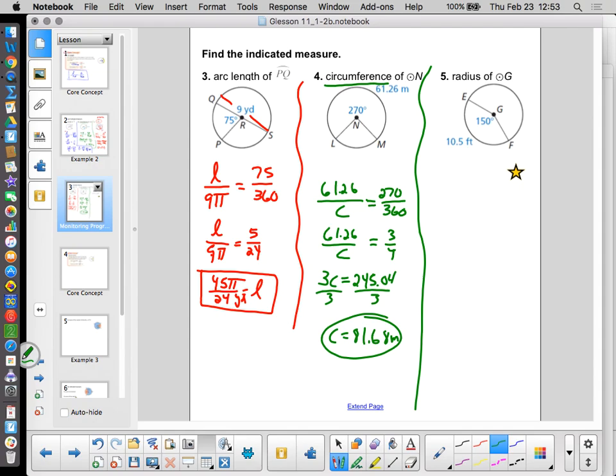So getting you started here, I know the arc length. I don't know the circumference. That equals the central angle over 360. And 15 over 36 is a reduction, and 15 over 36 reduced is 5/12. So I'm going to let you finish it from there. Remember, I'm not solving just for the circumference. I need to find the radius. So please do that.